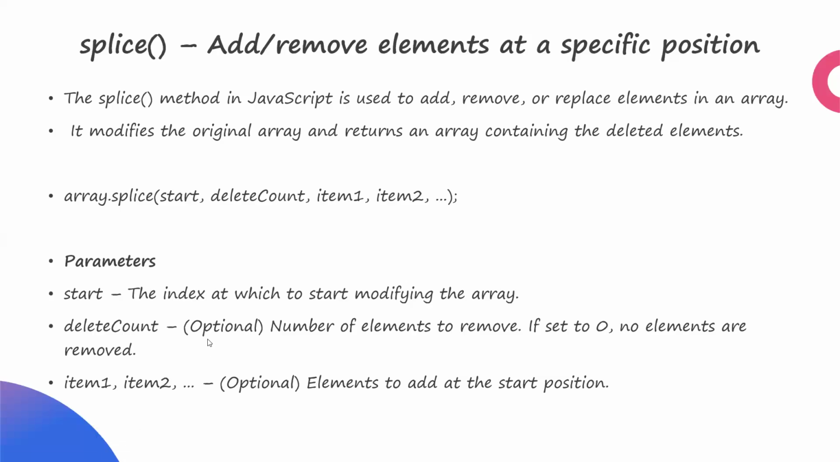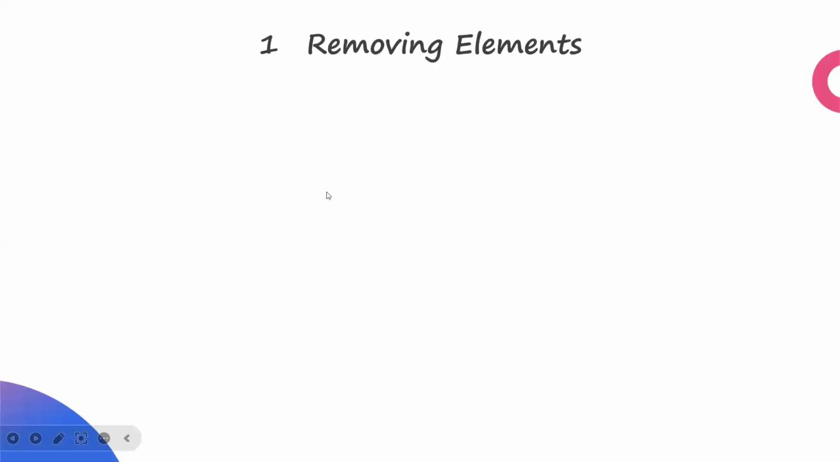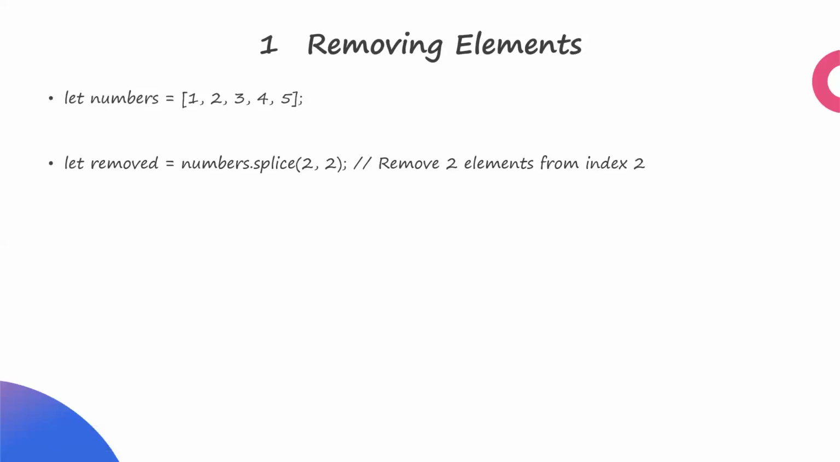So let's jump straight to examples. Example 1 is removing elements. Let's see how we remove elements. Here we are starting at index 2 and we want to remove 2 elements. Index 2 is 0, 1, 2, so index 2 is starting at 3. Then from this 3, we are removing 2 elements. So it will remove 3 and 4. Do you understand it? So what this array will have is 1, 2, and 5. You see, what we got there is 1, 2, and 5. And then it will also return the removed elements.